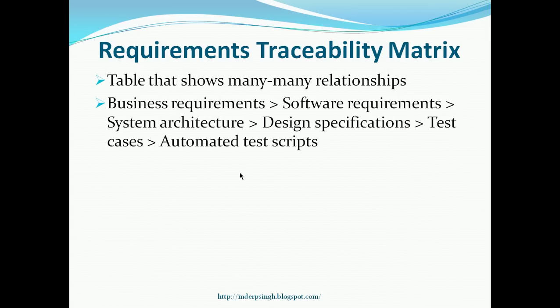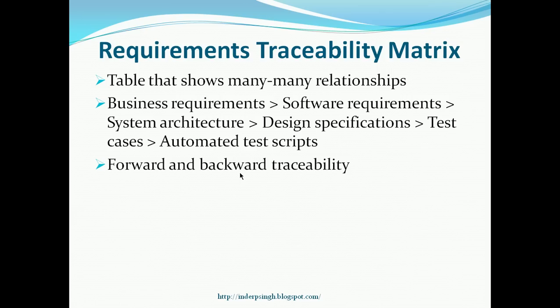Then it can have another table showing the relationship between the software requirements and system architecture, between the system architecture and design specifications, and test cases, and automated test scripts. In every case, it shows a many-to-many relationship.